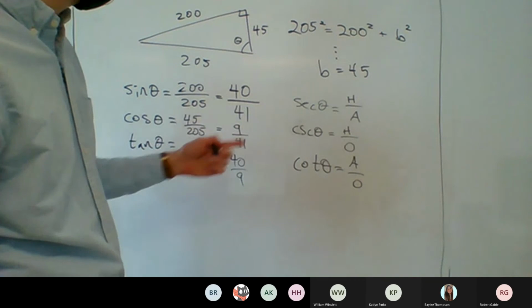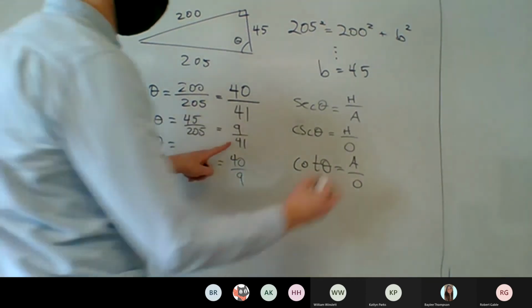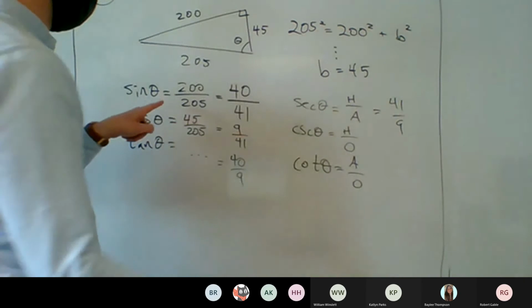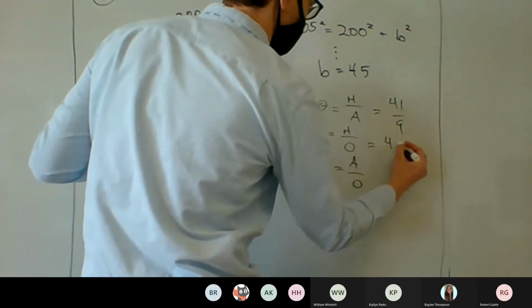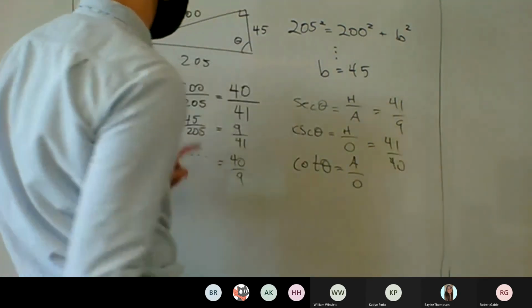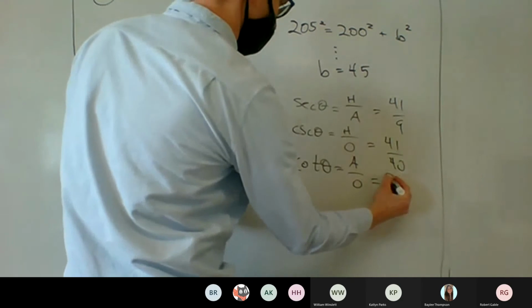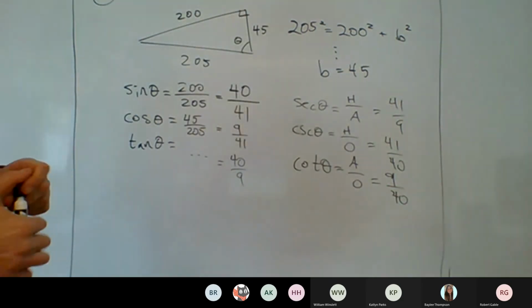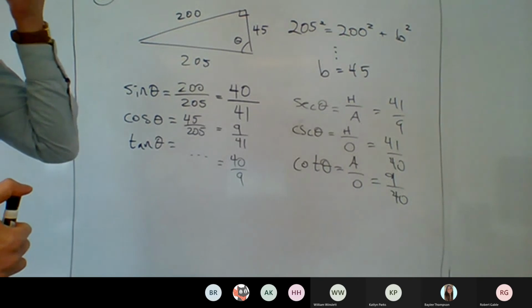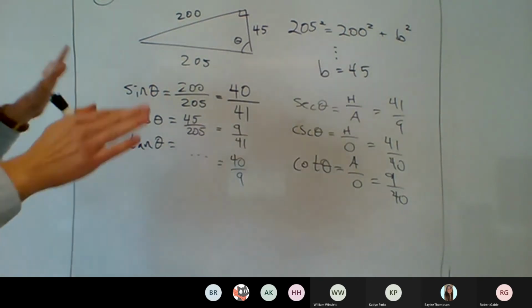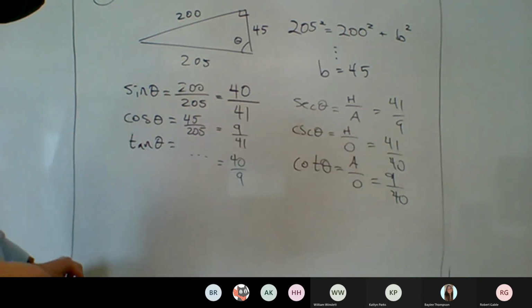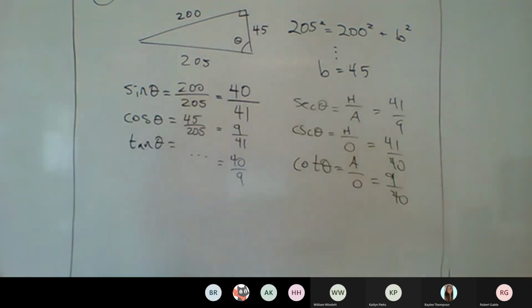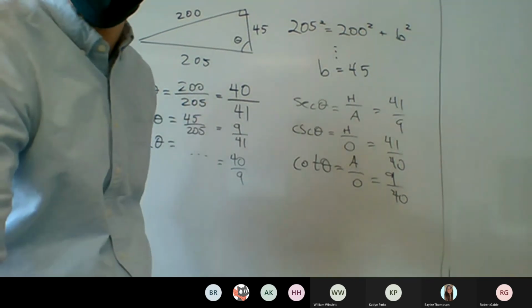And then all I need to do for secant is flip cosine, so that would be 41 over 9. All I need to do for cosecant is flip sine, which is 41 over 40. And then all I need to do for cotangent is flip tangent. So there we go. That's how we do it. And this is one of those critical problems. If there was one problem to understand from exam 1, this is probably the main problem.